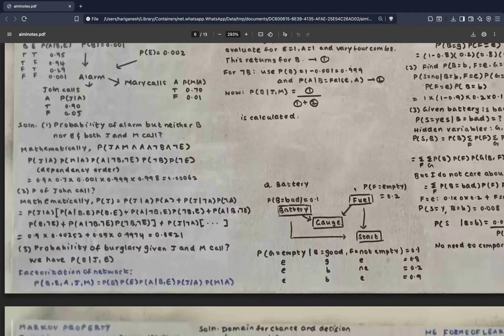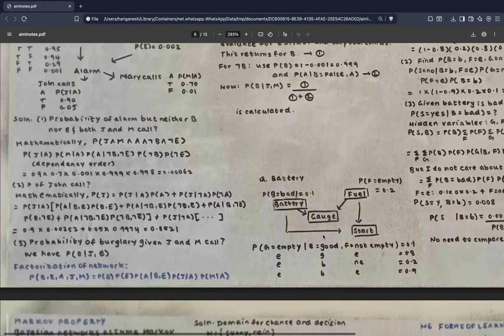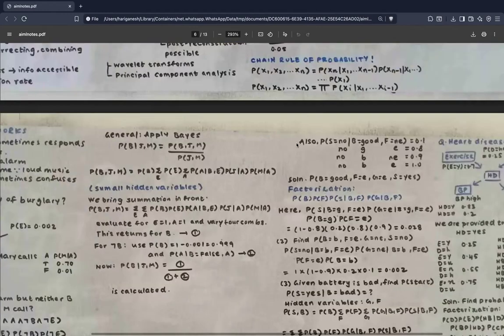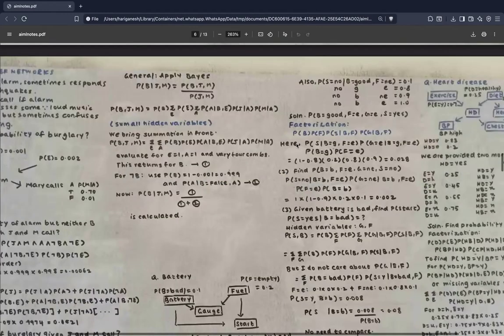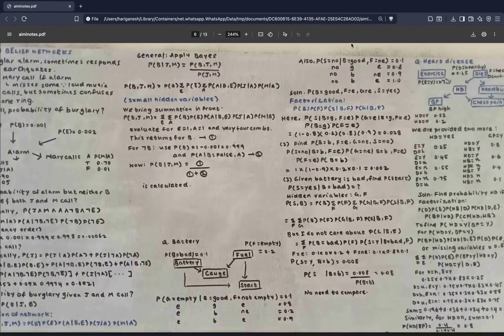So the second question is batteries. And we have a fuel gauge here. And the two variables it depends on are battery and fuel. Probability of battery being bad is 0.1. Probability of fuel being empty is 0.2. The probability of the vehicle starting is also dependent on both battery and fuel. So we have this table given to us for the gauge, and then just fill in the values here. We also have this table given to us whether the vehicle is good to start or not. So these are the two tables.